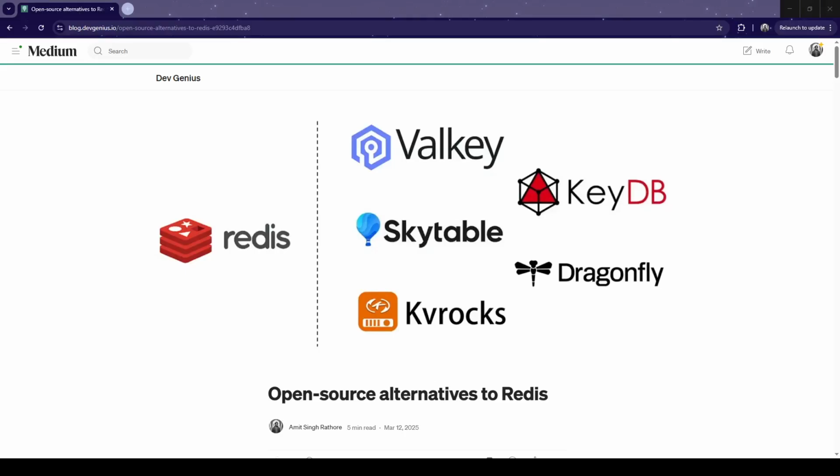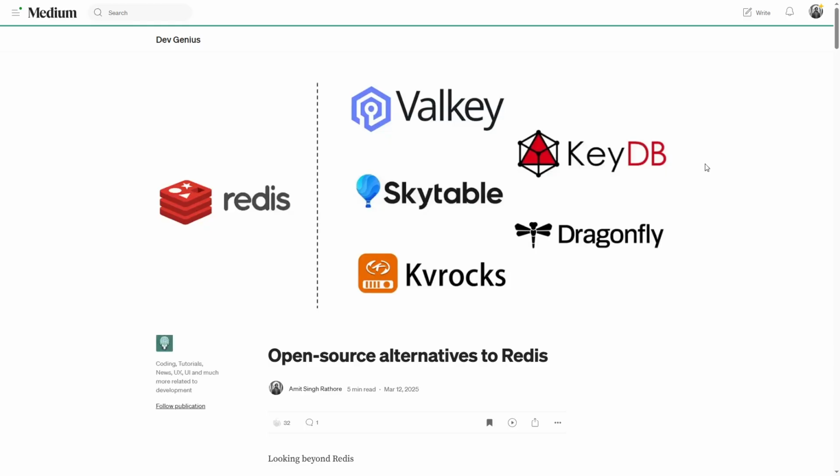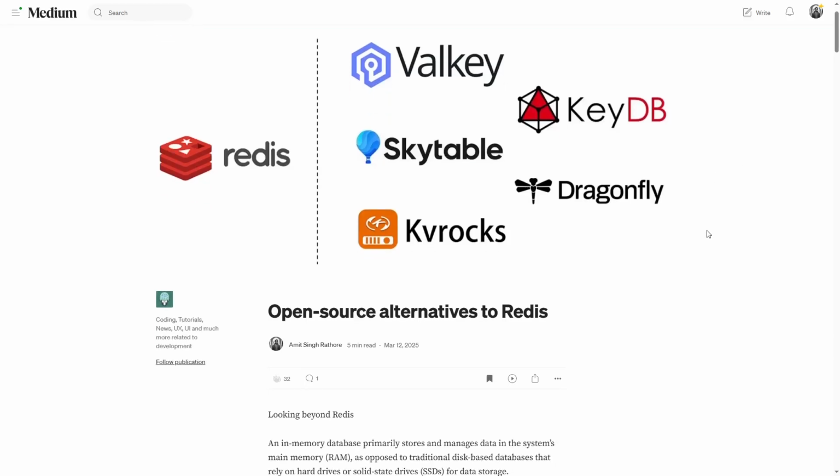As we had discussed in our last video, we were talking about a few alternatives to Redis. We were discussing how we can use in-memory or key value stores for certain use cases that we have, and Redis was one of the major key value stores, which stores data in memory.